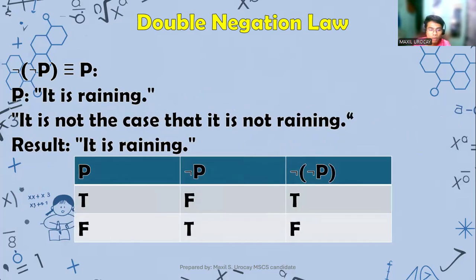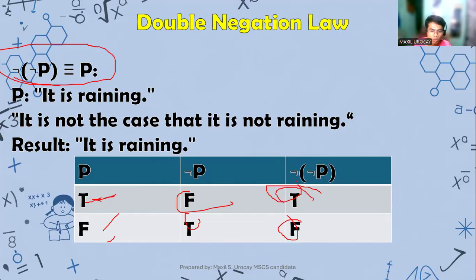So here, P is true and false. So if the negation of P is false, the double negation of P is definitely true. So if P is false, the first negation is true, the double negation will become false. So let's try to see if this double negation law, if they are equivalent. So true, is it equivalent to the double negation? Yes, they are equivalent. False, is it equivalent to the double negation? False, I mean, that is correct. So that is really so simple.